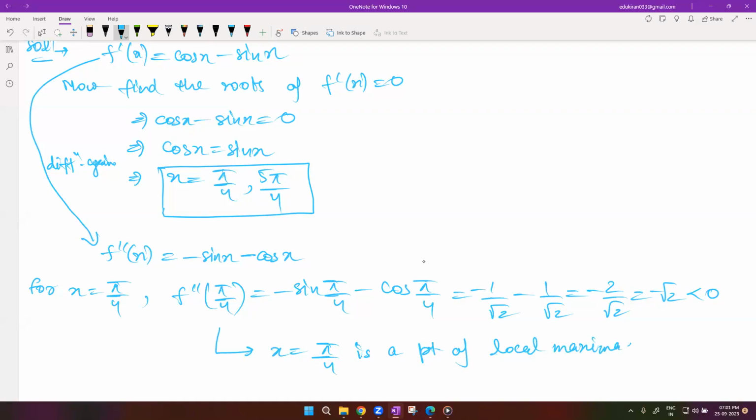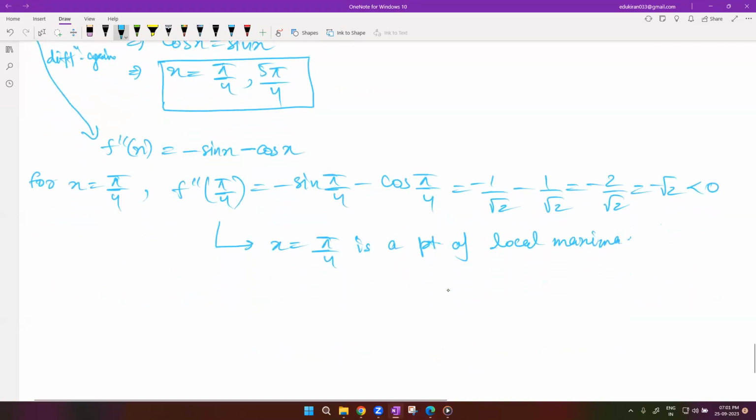So always remember, they work in an opposite way. If your second derivative test value is negative, then it is a point of local maxima. Negative maxima, positive minima. Always works like that. Now, if I want to check for x equal to 5 pi by 4, I will simply put this point and find out the value. Even if I'm not able to find the exact value, that is okay. I just want to find out whether this is positive or negative.